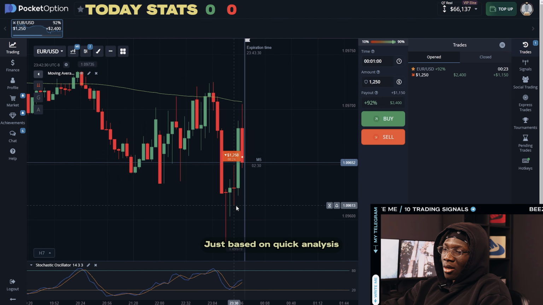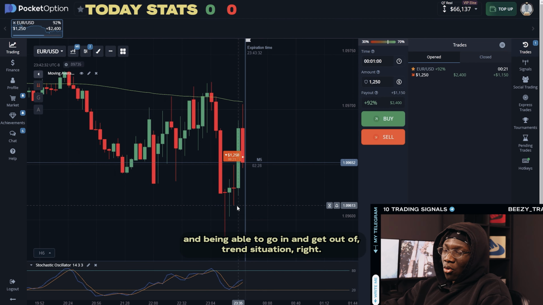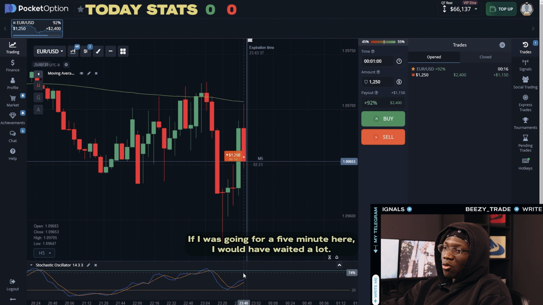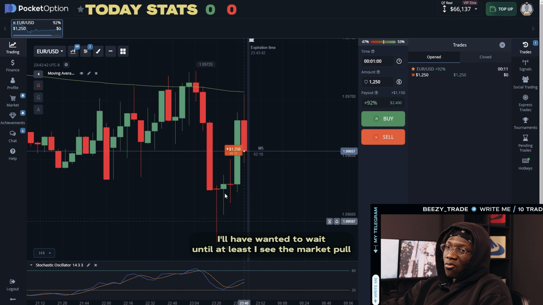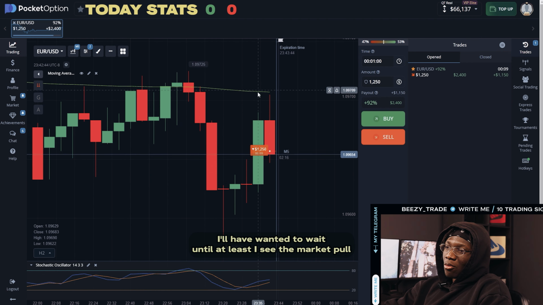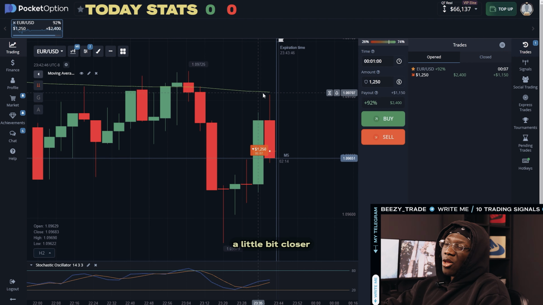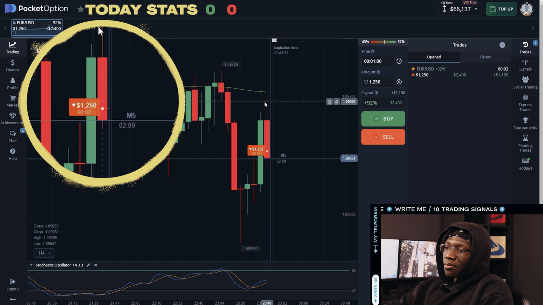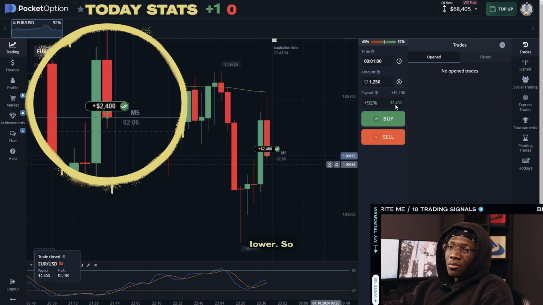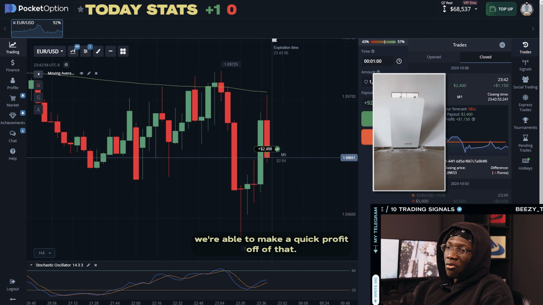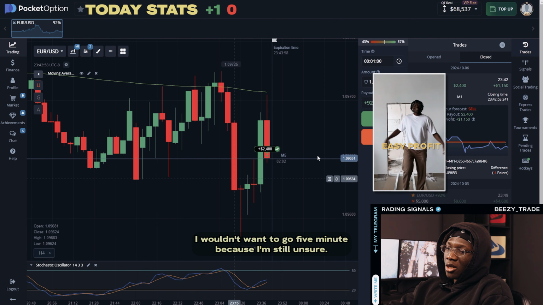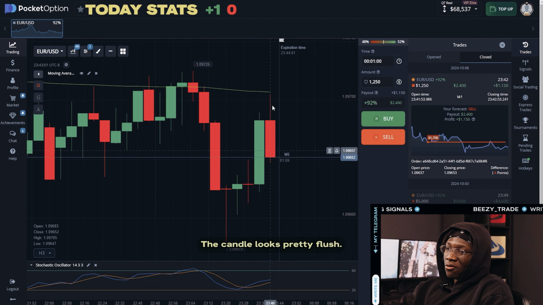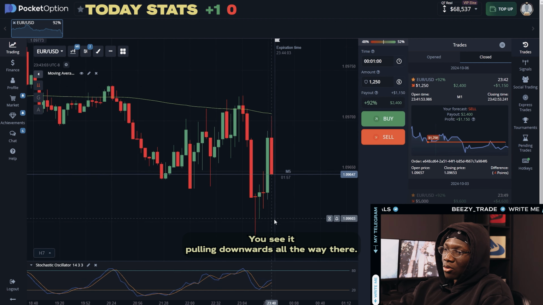just based on quick analysis and being able to go in and get out of a trend situation, right? If I was going for a 5 minute here, I would have waited a lot. I would have wanted to wait until I see the market pull a little bit closer to the 200 EMA or a little bit lower. So we're able to make a quick profit off of that. I wouldn't want to go 5 minute because I'm still unsure. The candle looks pretty flush. You see it pulling downwards all the way there.